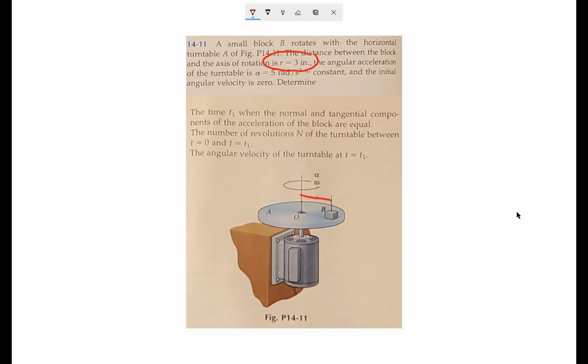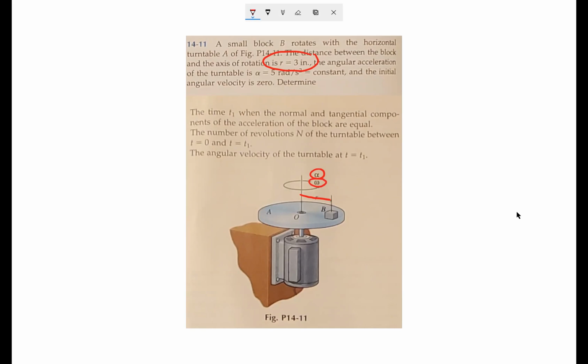The angular acceleration is the acceleration of the rotation of the turntable, which is also the acceleration of the block if the block isn't sliding, which we need to find out if that is the case. And the initial angular velocity. Angular velocity is this symbol, the omega.